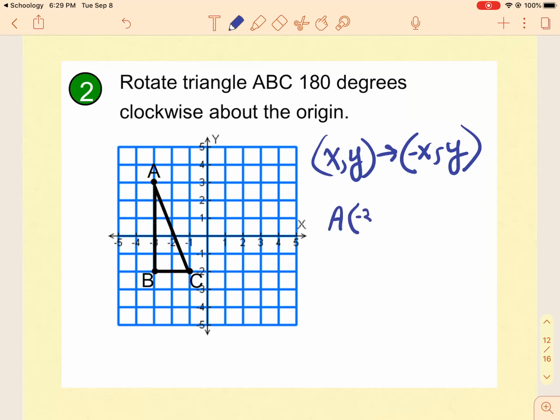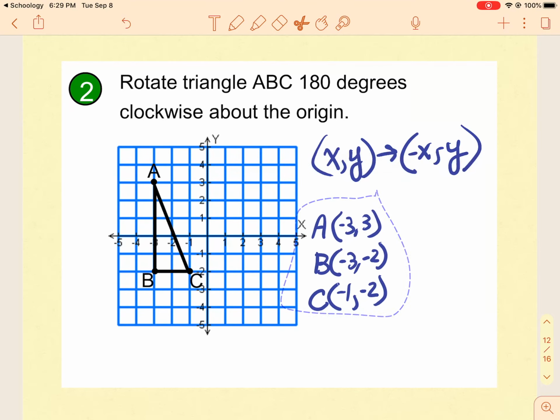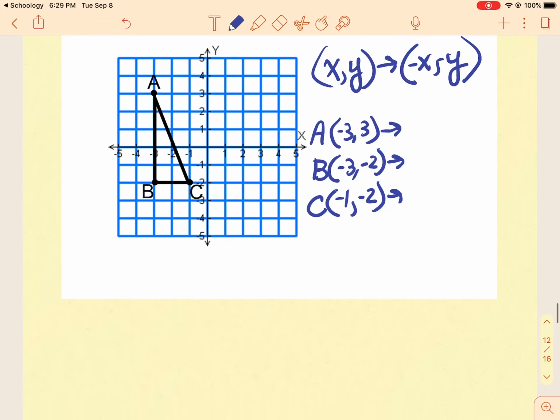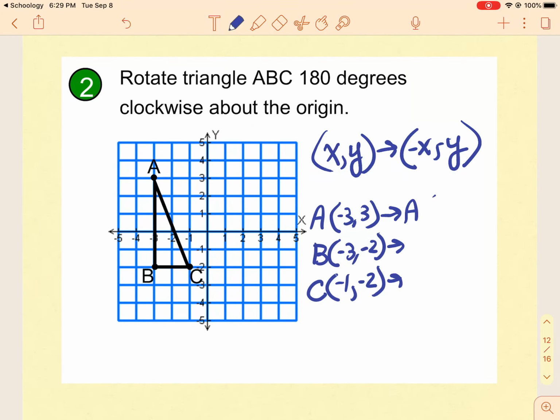So our A was at -3, 3. Our B was at -3, -2. And our C was at -1, -2. So our new ones, we're taking the opposite of each. So this is at +3 now. This is at -3. For this one, this is at +3, and this is at +2. This one's at +1, +2.